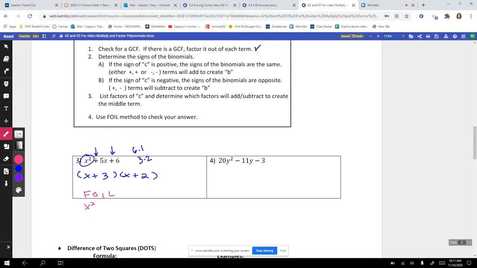Great idea on a test. X squared, my outside is plus 2x, my inside is plus 3x, and my last is 6. Combine my like terms, and I have what I started with, so I know my answer here is all set.